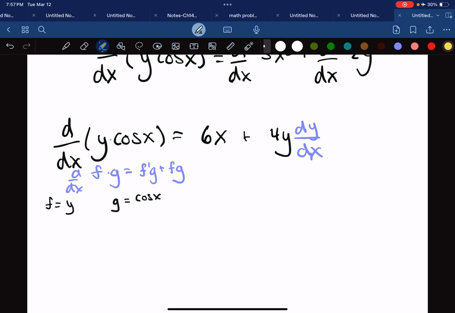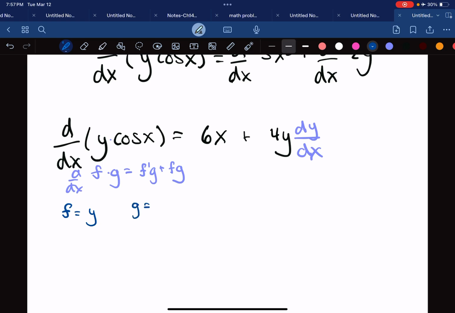I'm going to do this in a different color just to really show that we're doing a little side part of the problem right now. So my f is equal to y, my g is equal to cosine x, my derivative of f is equal to 1, but remember I'm taking a derivative of y with respect to x, so I'm going to have to tack on this dy over dx here. And then my derivative of g is negative sine x, and we're taking a derivative of x with respect to x, so we don't need any dy dx there.